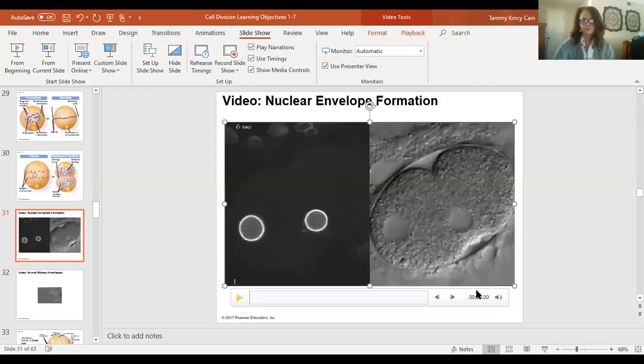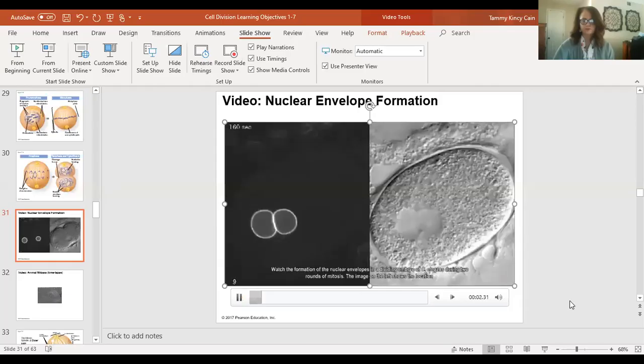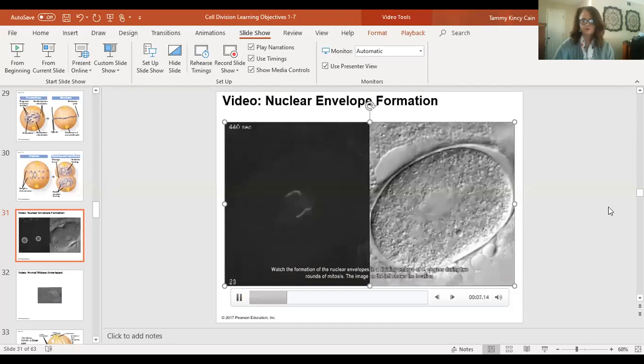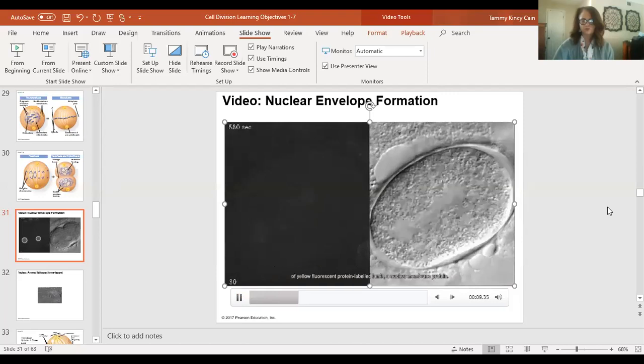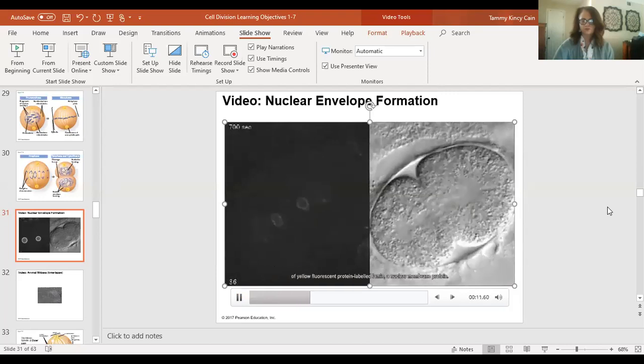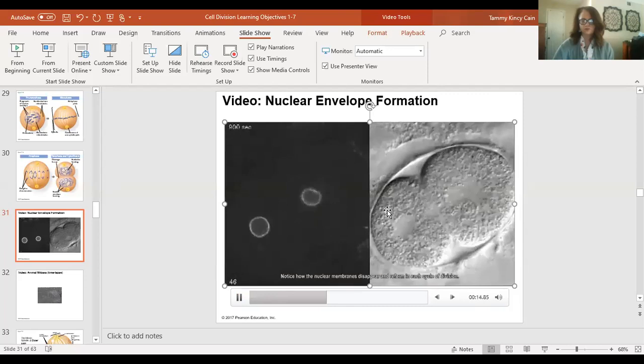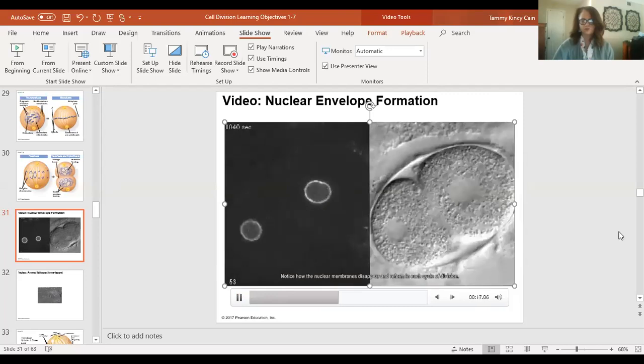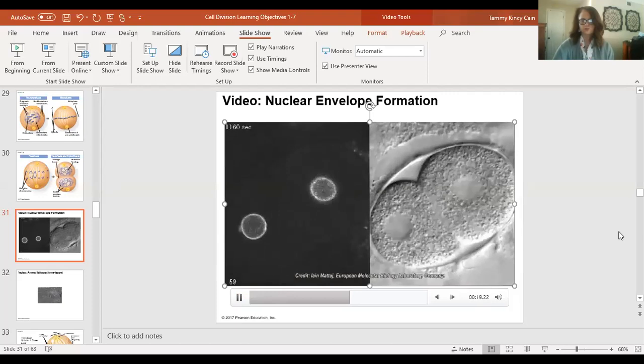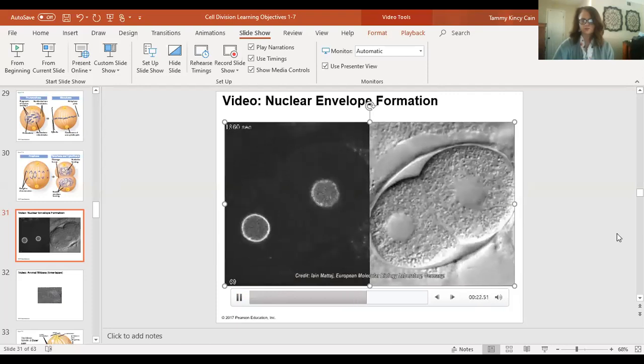Watch the formation of the nuclear envelopes in a dividing embryo of C. elegans during 2 rounds of mitosis. The image on the left shows the location of yellow fluorescent protein labeled lamin, the nuclear membrane protein. Notice how the nuclear membranes disappear and reform in each cycle of division. Credit, Mitosis, European Molecular Biology Laboratory, Germany.